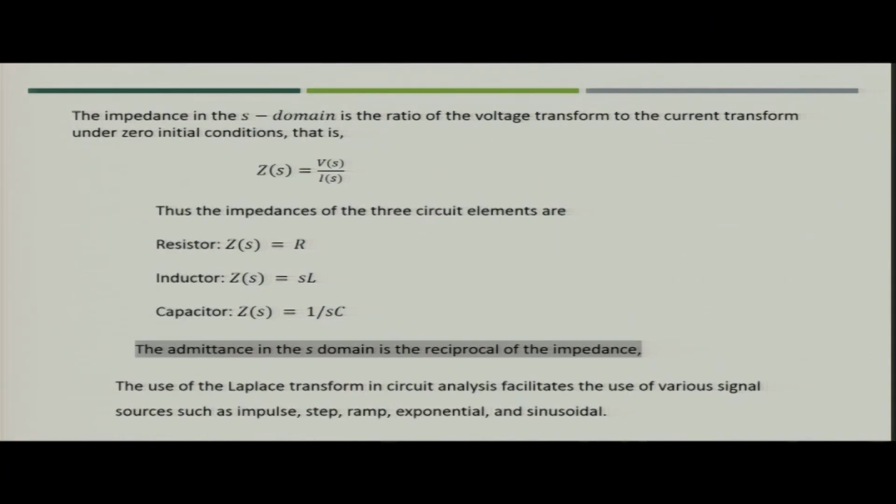Now, when we talk about the impedance in S domain, impedance is nothing but the ratio of the voltage Laplace transform and the current Laplace transform under zero initial conditions.